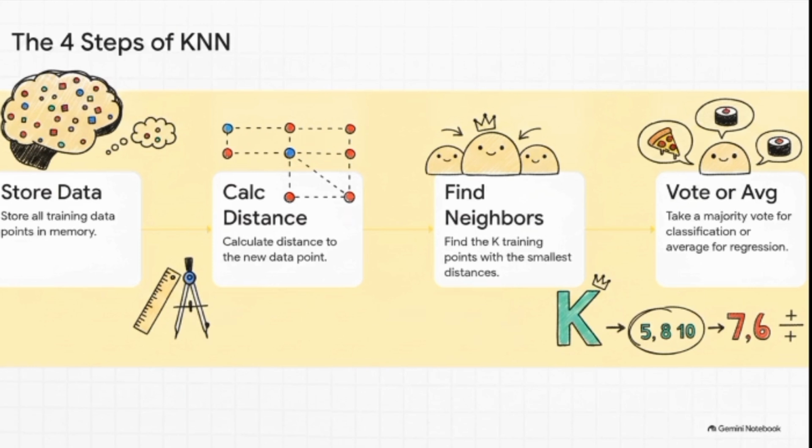And step 4, take a vote. If you're doing classification, it's just a simple majority vote. It's exactly like asking your 3 closest friends what to eat for dinner. If 2 say pizza and 1 says sushi, guess what? You're having pizza. If you're doing regression where you're predicting a number, you just take the average of what your neighbors say. Super simple, right?